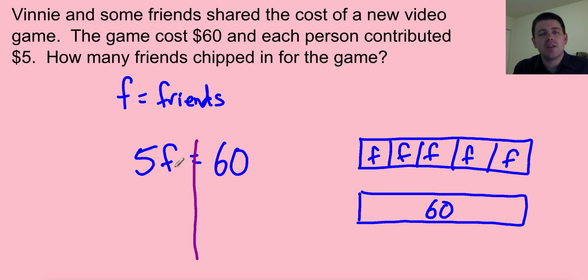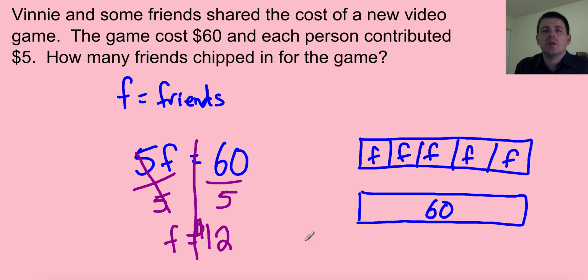5f means 5 times f. To solve it, we want to do the opposite. We want to divide by 5. But like all of our equations, you have to treat both sides of the equation equally. 5f divided by 5, 5 divided by 5 gives me 1, so it just turns to f. 60 divided by 5 gives me 12. Means each friend contributed $12 towards the video game.